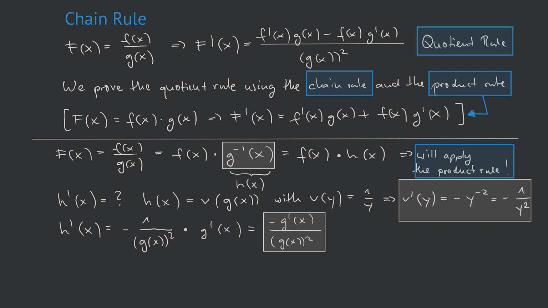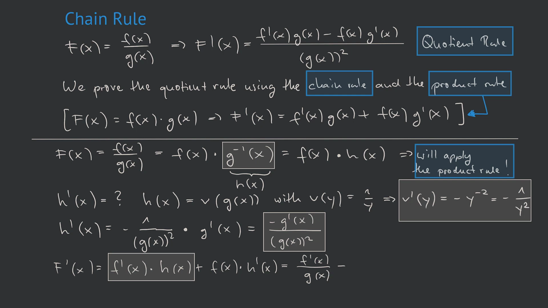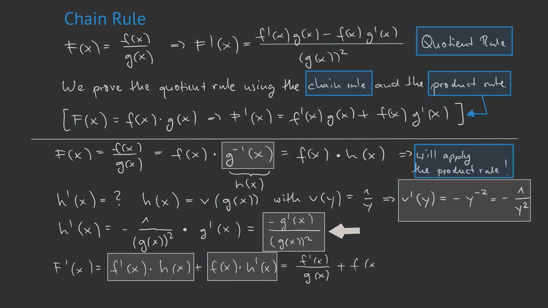Now we can finally apply the product rule for capital F of x. So capital F prime of x is, applying the product rule, f prime of x, now times h of x, plus f of x times h prime of x. That equals, well, h of x is actually 1 over g of x. So this expression simplifies to f prime of x over g of x. Plus, and now this expression can be rewritten using our expression of h prime of x, which gives f of x times -g prime of x over g of x squared.